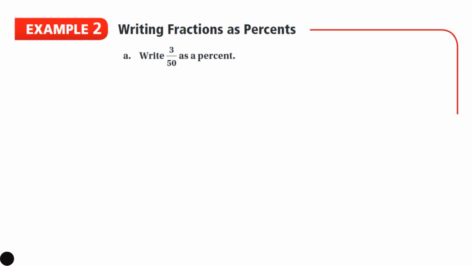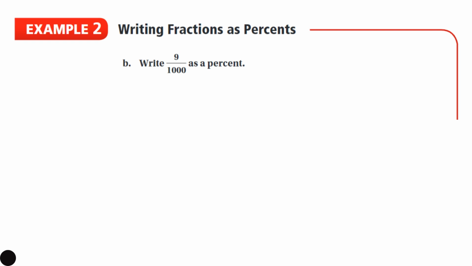Example number 2, writing fractions as percents. Write 3/50ths as a percent. So we'll start with 3/50ths, and then we need to get the denominator to be 100. So if we multiply the top and bottom by 2, we will have 6/100ths, and 6/100ths is 6%.